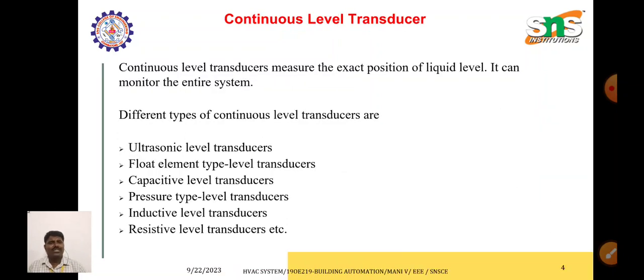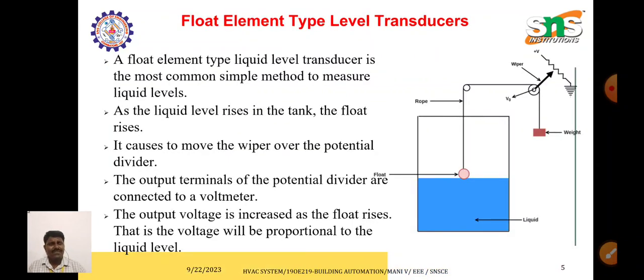And for the continuous level transducer, the transducer measures the exact position of the liquid level so that we can monitor the entire system. A few types are the ultrasonic level transducer, float element type level transducer, capacitive level transducer, pressure type level transducer, inductive level transducer and resistive level transducer, etc. First we will see how the float element type level transducer operates in an HVAC system.